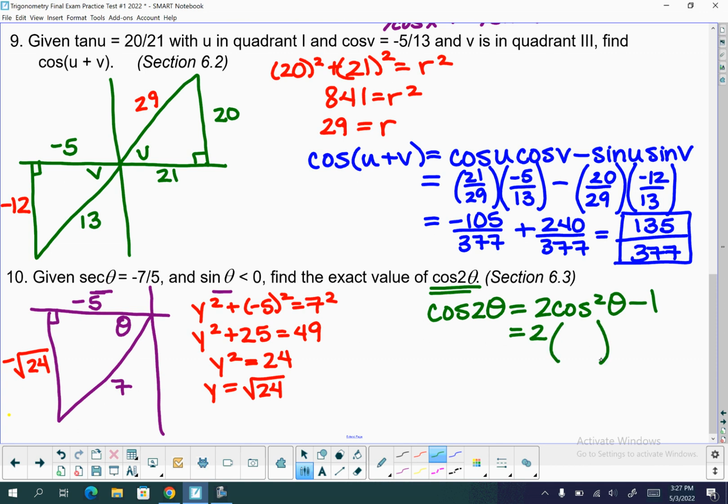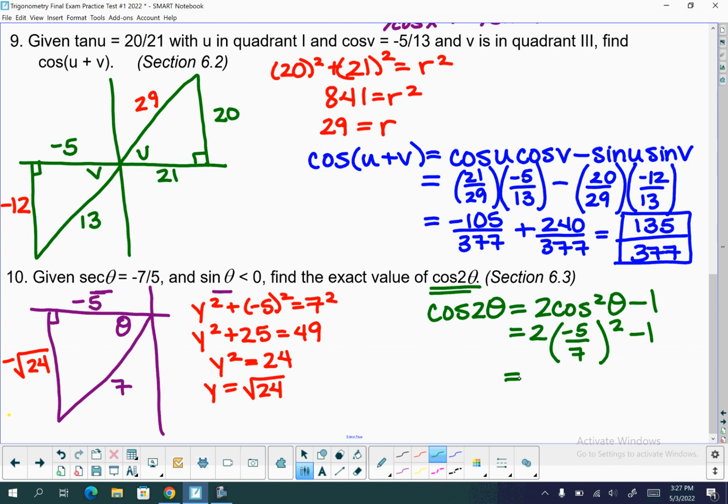Cosine, if you look at the triangle, is adjacent over hypotenuse. So actually, if I use this formula, I'm not even going to need that rad 24 at all. My adjacent side was -5. My hypotenuse was 7. Square it. And then you can really just type this whole thing in the calculator at this point.